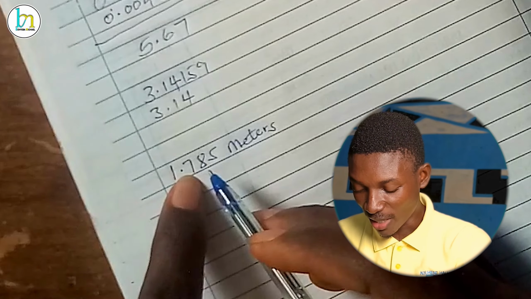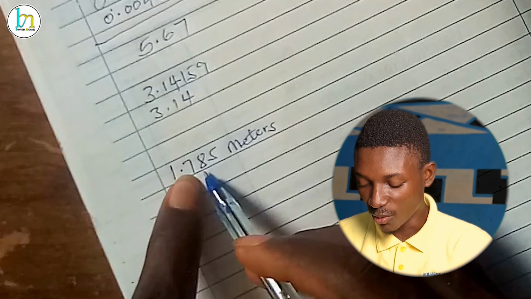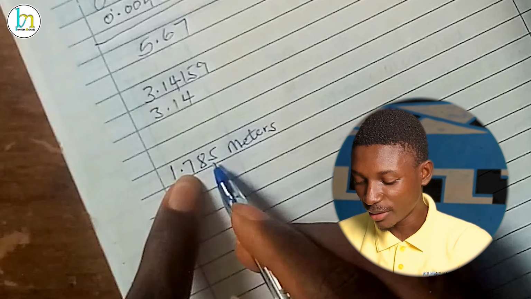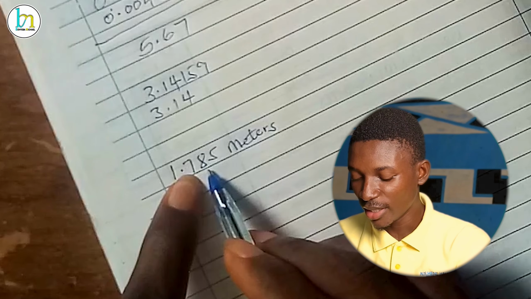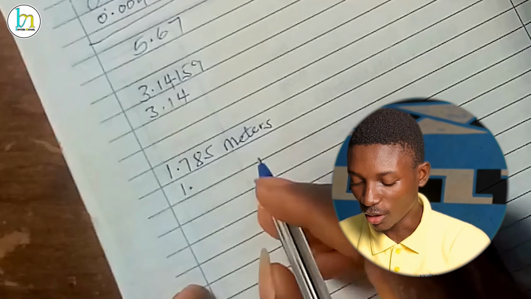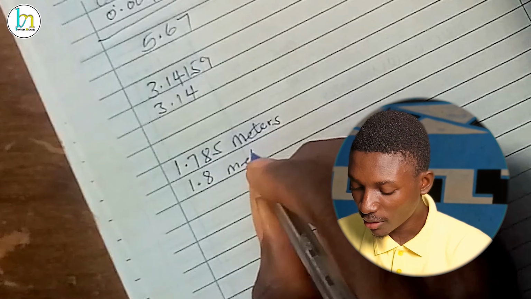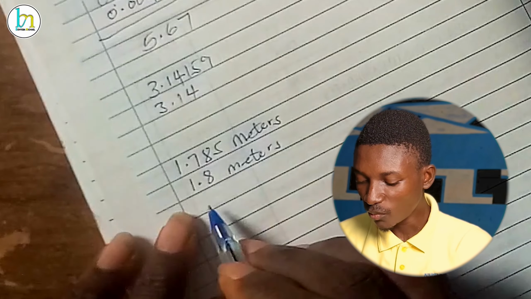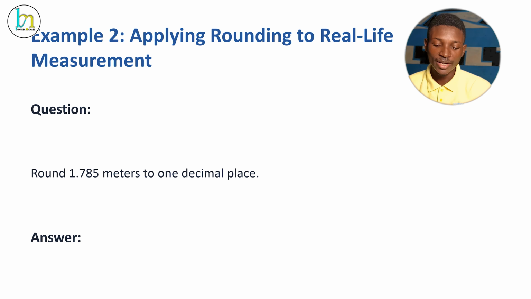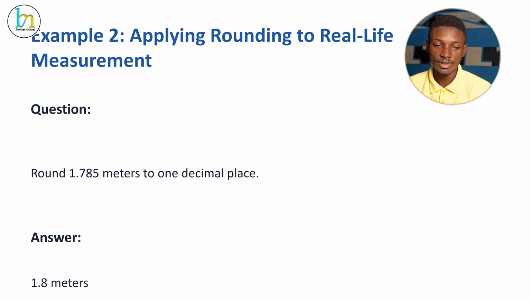So we write this as 1 point, and the decimal number we are dealing with, we just look at the number next to it. What is the number next to it? 8. 8 is more than 5, so we just add 1 to it. So it becomes 1.8 meters. We have 1.8 meters as our final answer. Is that okay? Very good. If you have any question, give that to me in the comment section.